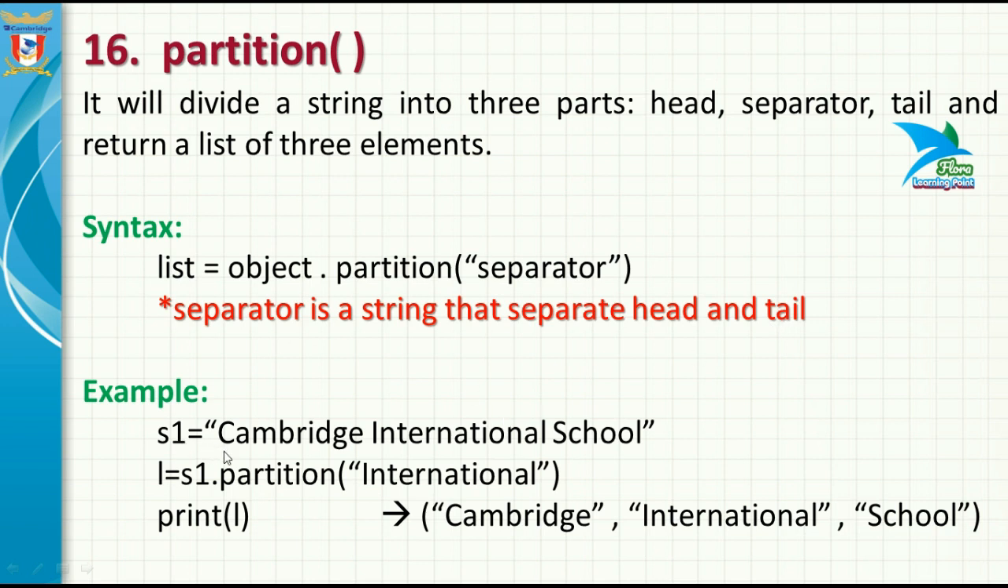For example, here we are having the string Cambridge International School, and we have specified International as a separator for partitioning. When you pass this, this function will return three elements: one before this separator, that is Cambridge; the separator itself; and third, the part after that separator. So it will return a list of three elements: 1, 2, and 3.